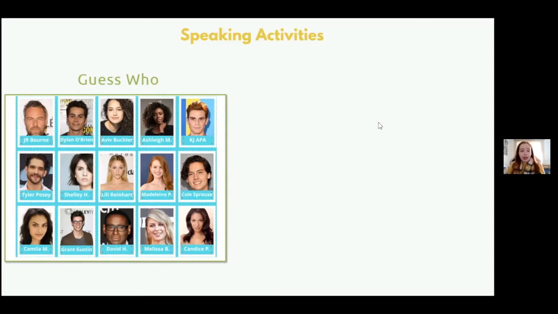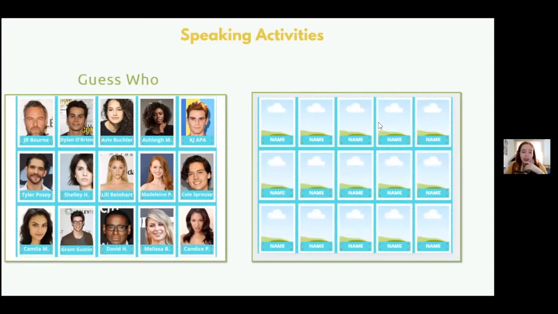So I created a Guess Who on Canva using photos of actors from their favorite TV shows, which are Riverdale, The Flash, and so on. This obviously takes a bit more time, but once you have the template, it's easier. You can just adapt it to any class and just change the photos, and it becomes faster.